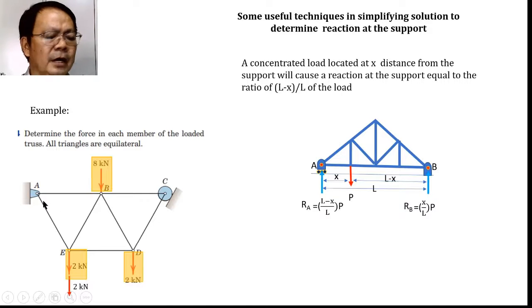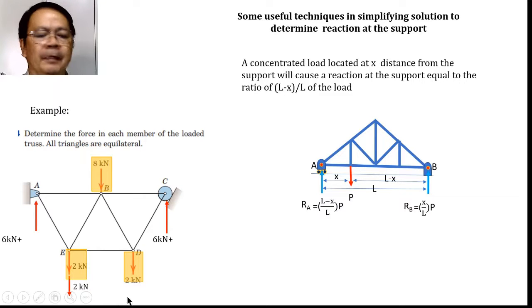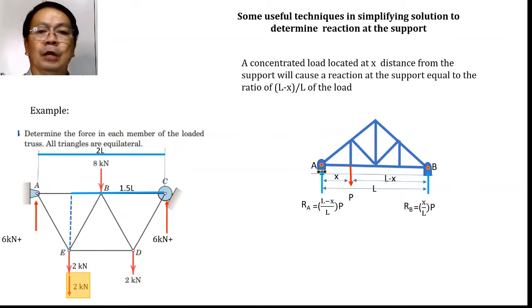So that R sub A here will have a share of the load from the symmetrical of 6 kN as well as that of C. Maghahati lamang sila. Diba? So kahit wala ka ng computation, automatic alam mo, that's 1/2 of the loads on top. May natira pa lang 2. May natira pa ditong 2. Kung titignan natin itong 2 naman, ang distance niya will be what? Will be 1.5 of L from C, and whose total distance will be equal to 2L.